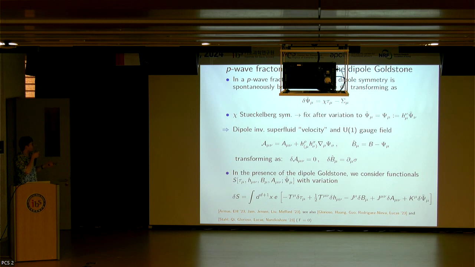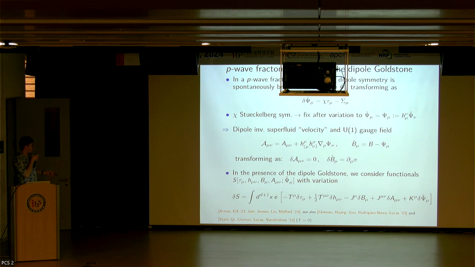With this Goldstone in hand, I can construct dipole invariant superfluid velocities, which is this one here. It's just like the normal superfluid velocity, except that it now involves the dipole Goldstone. And I can also construct a bona fide U(1) gauge field, because when I add this one here, notice that there is no tilde, so it's the spatial projection. So this now eats the dipole transformation and ensures that this B hat only transforms under U(1) gauge transformations.